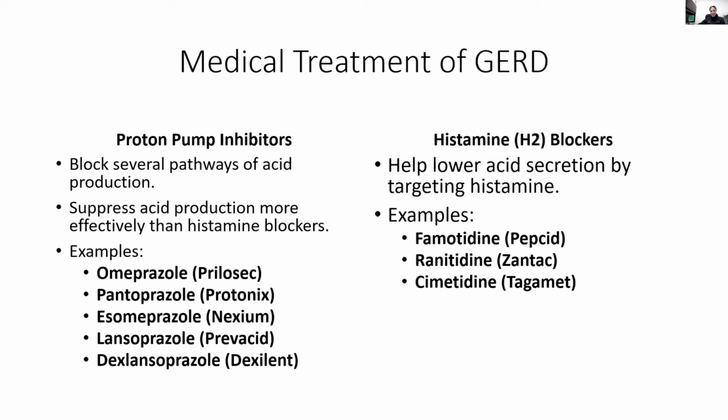The second class of medication is called histamine or H2 blockers. These lower acid secretion by targeting the histamine receptor. Some examples of these are famotidine, also called Pepcid, ranitidine, also called Zantac, and cimetidine, also called Tagamet.